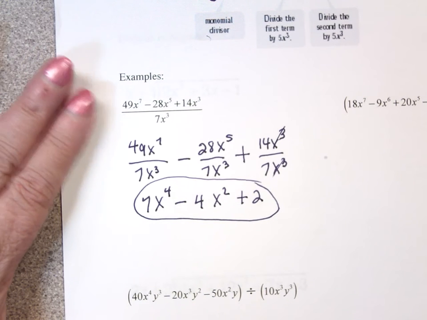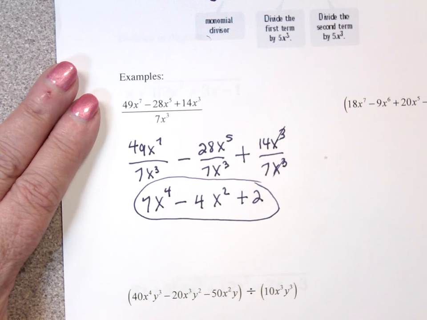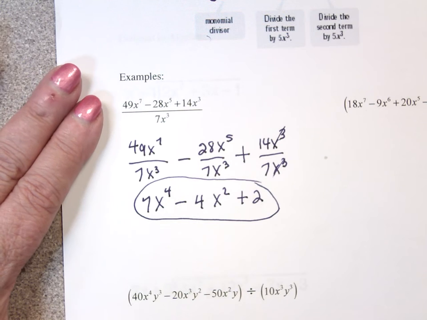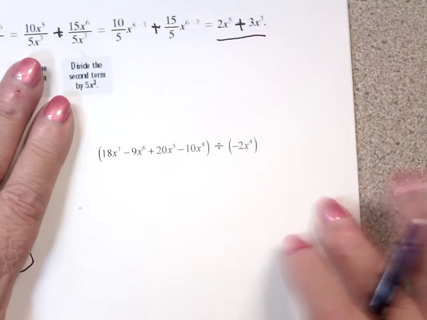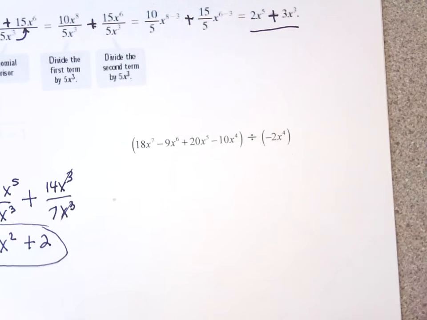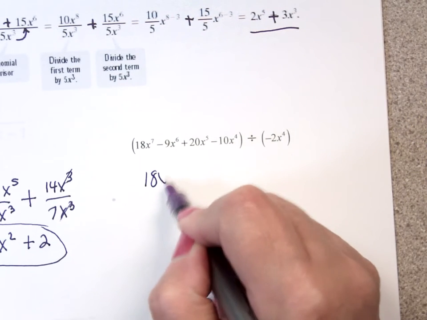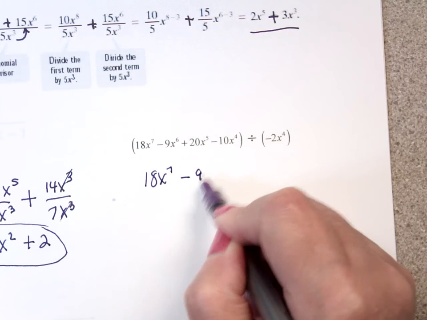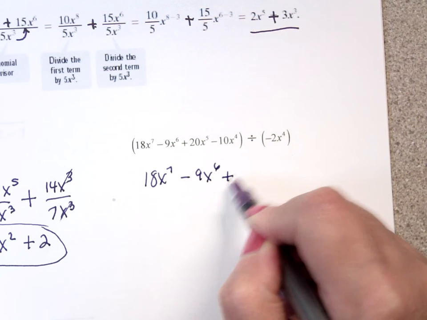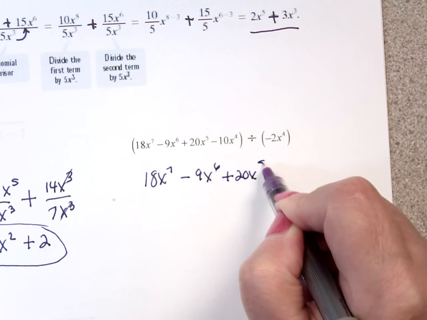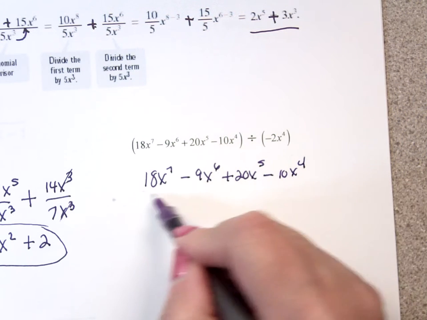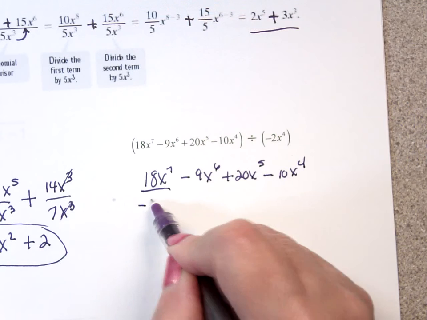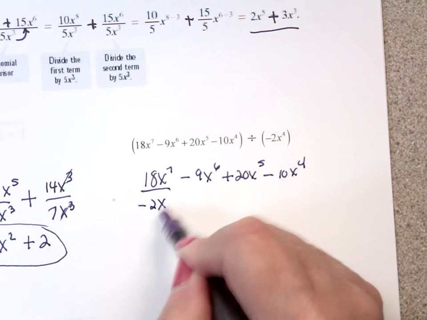If you try to do this long division, by the way, you've got to really know what you're doing, because otherwise you can really screw up on it badly. So this would be 18x to the 7th, subtract 9x to the 6th, add 20x to the 5th, subtract 10x to the 4th, right? And each one of these terms gets divided by negative 2x to the 4th.